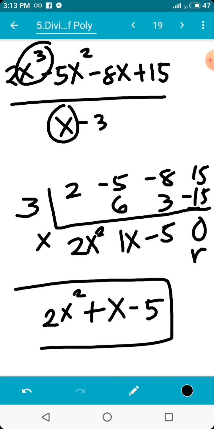Okay? So, ito yung quotient na nakuha natin gamit yung synthetic division, and same lang naman siya dun sa nakuha natin gamit yung long division and box method. So, ibig sabihin, tama tayo. Okay?